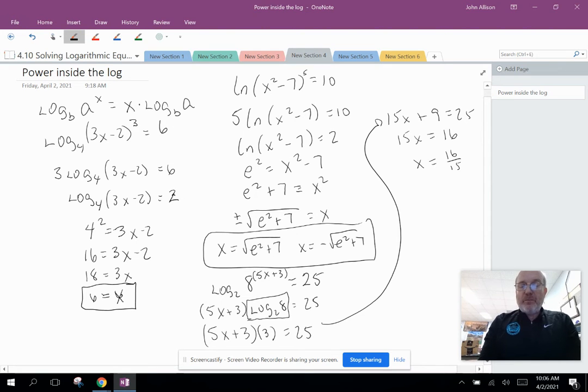We have 8 raised to a power. That's always going to be a positive number, so we don't have to worry about the extraneous solutions here. But that would be the solution that would make that equation true. And these are the ways that we'll use the power inside the log property.